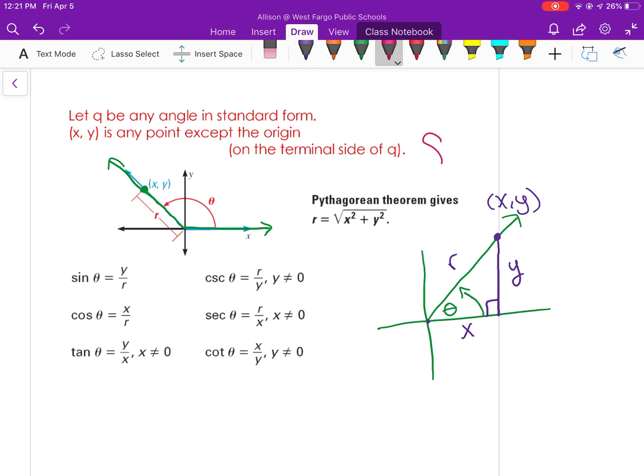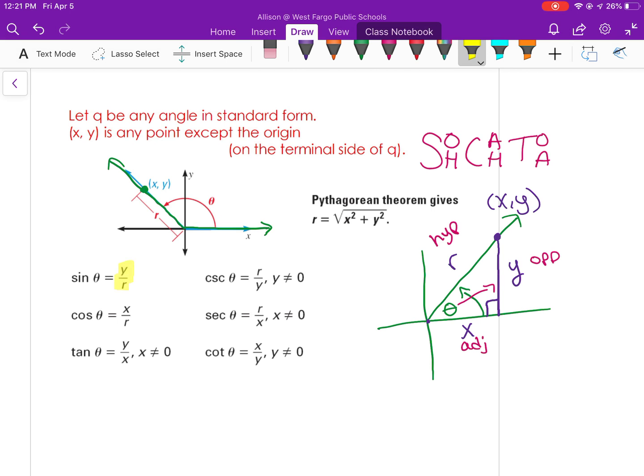I use this same triangle every time. Across from this theta, the y will be my opposite side. The x is always my adjacent side. And the r, the radius of my circle, is going to be my hypotenuse. That's where these ratios come from.